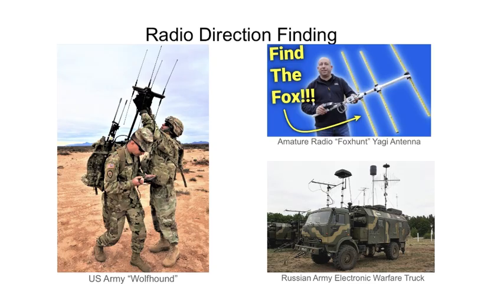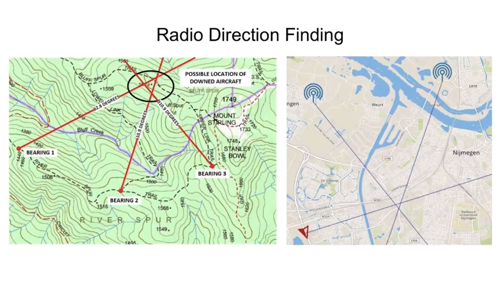And then top right, you have amateur radio Fox Hunt Yagi antenna, so directional antenna, and people actually do this for sport or as a hobby, where they can hunt down specific radio frequencies that other people hide, and they find them basically in the wild. So this is how radio direction finding could be used.